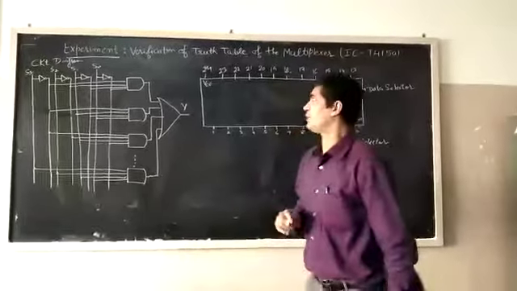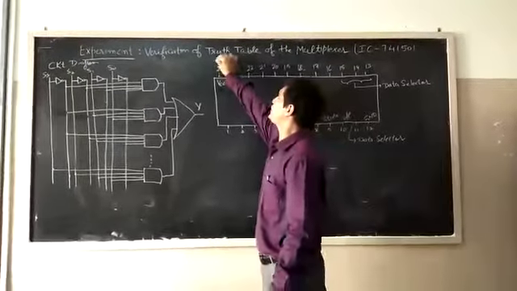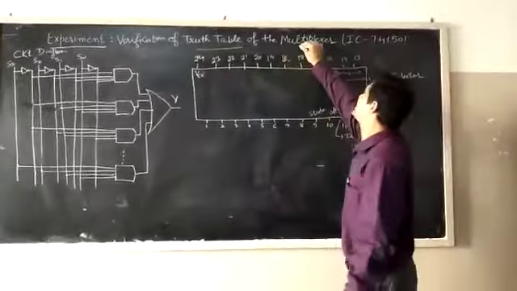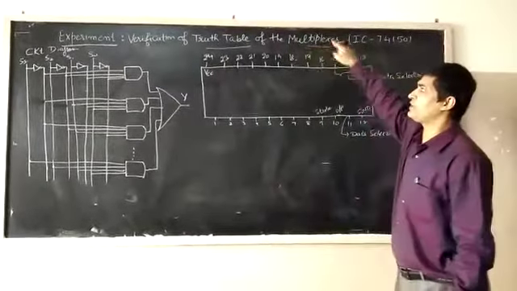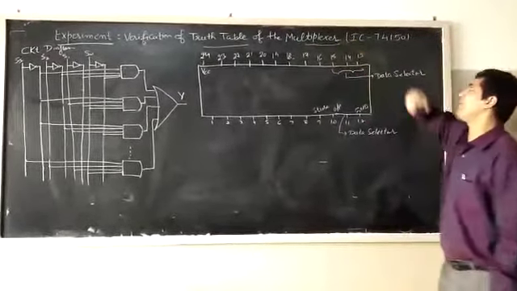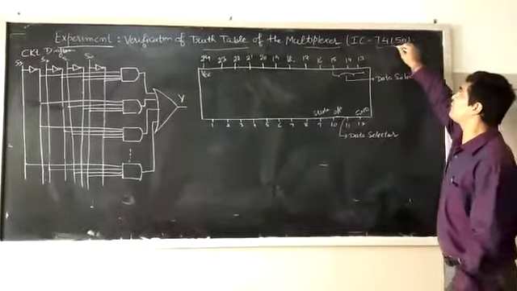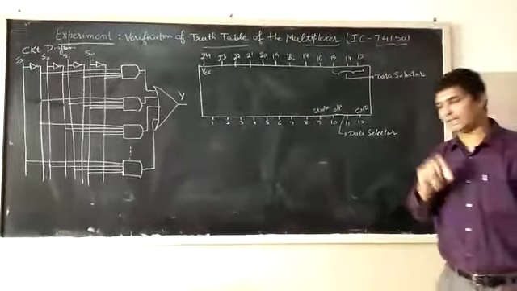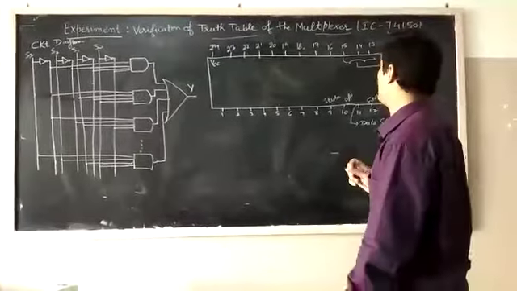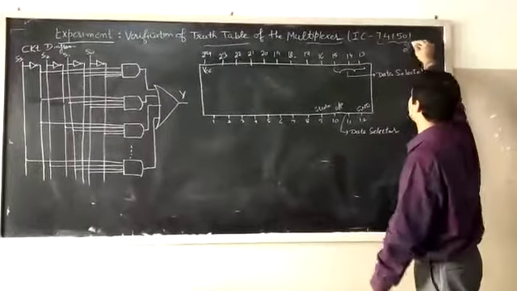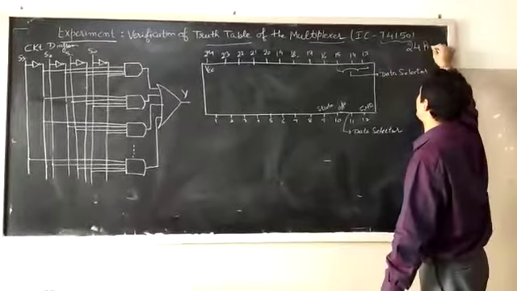Students, today we will learn about the experiment of verification of truth table of the multiplexer, by using the IC 74150. It is a 24-pin IC.